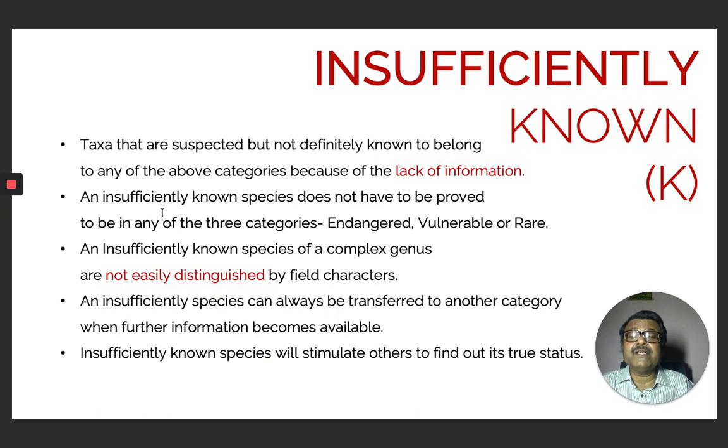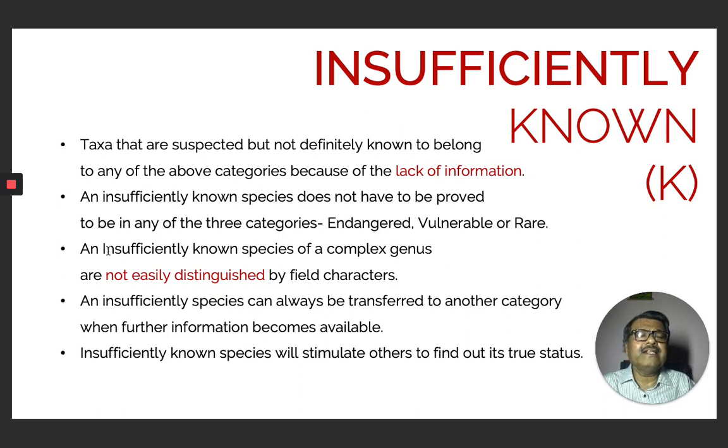So an insufficiently known species does not have to be proved to belong to any of these categories: endangered, vulnerable, or rare. Such information is not available, so they are insufficiently known. An insufficiently known species is often a complex genus. Why do we not know the information regarding species categorized as insufficiently known? Because they are complex genera.